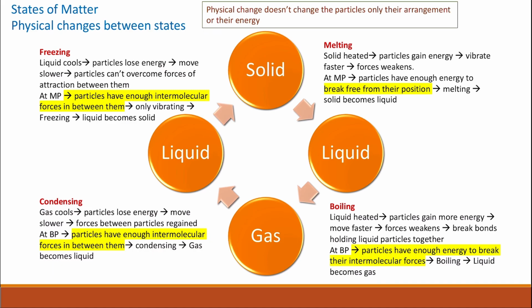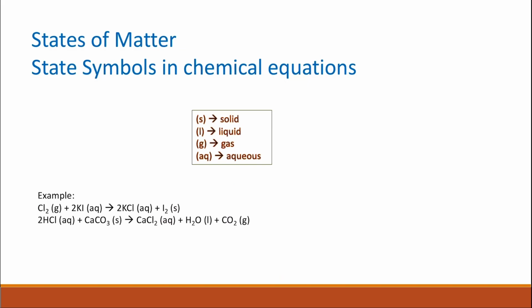This is called freezing. At the end of this, don't forget the state symbol in your chemical reaction. We need to state the state symbol in any equation. So we have four state symbols: s for solid, l for liquid, g for gas, and aq for aqueous. And aqueous here means that your compound or your element, your substance in general, is dissolved in water.